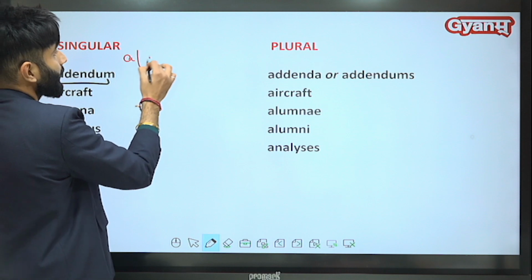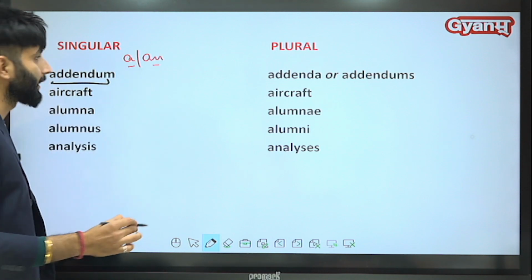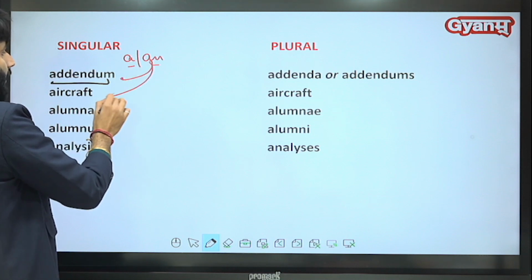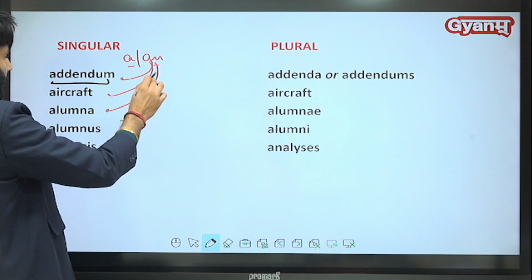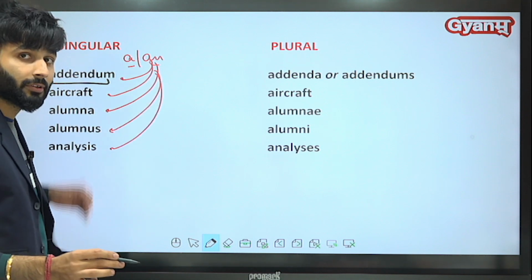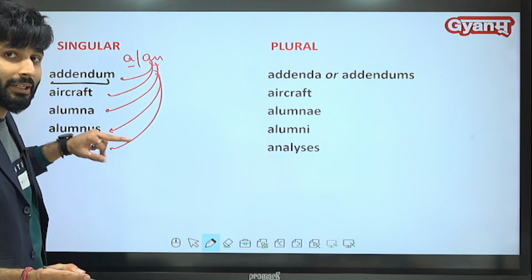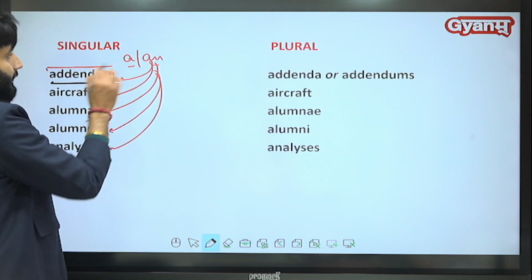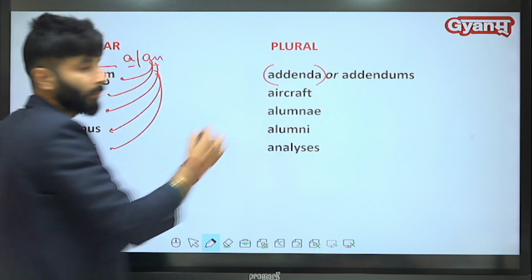What can be the possible article? A or an can be the article. Like an addendum, an aircraft, an illuminus, luminous, an analysis. These will all come with an because of the vowel sound over here. If I start with B and C, then there might be a possibility of a. Right? Addendum, singular. Addenda is plural.